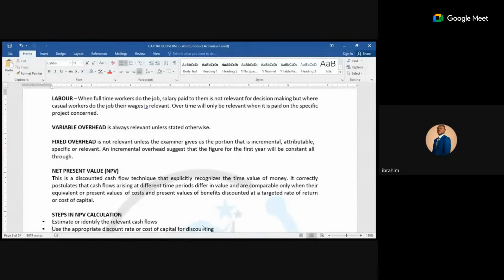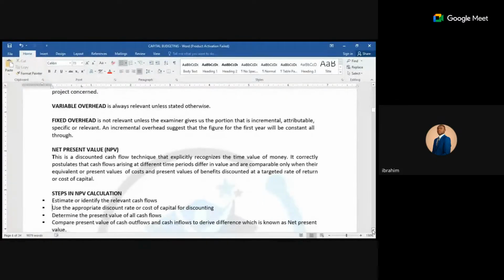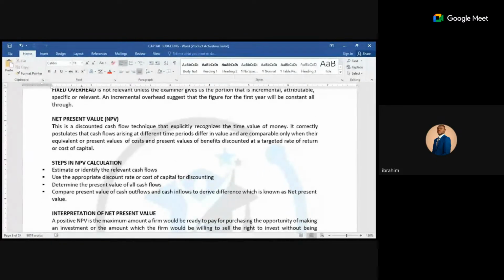Now, the NPV considers the time value of money. In determining your NPV, you have your relevant cash flow, inflow minus outflow. You have your net cash flow. You have your tax. Then you discount, whether using real cost of capital or money cost of capital. We'll get there. The present value, then you have your NPV.